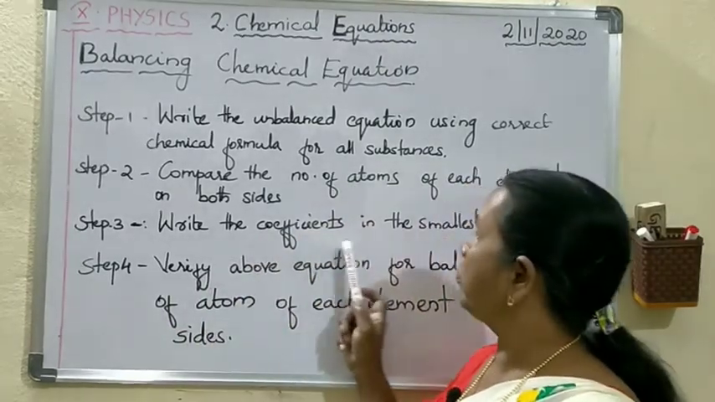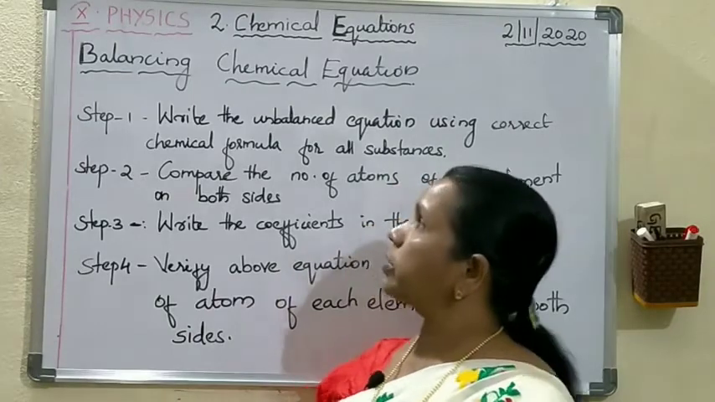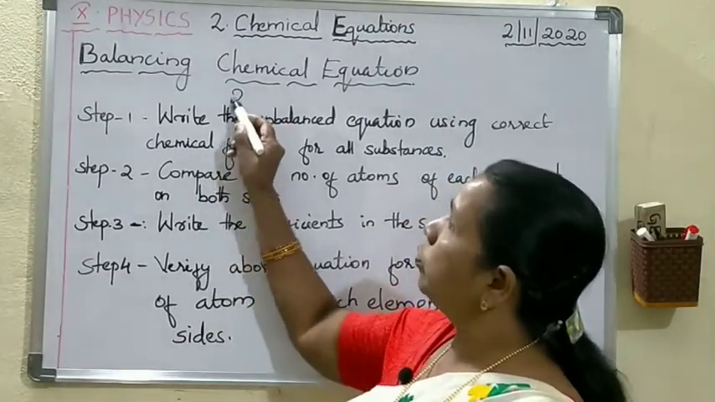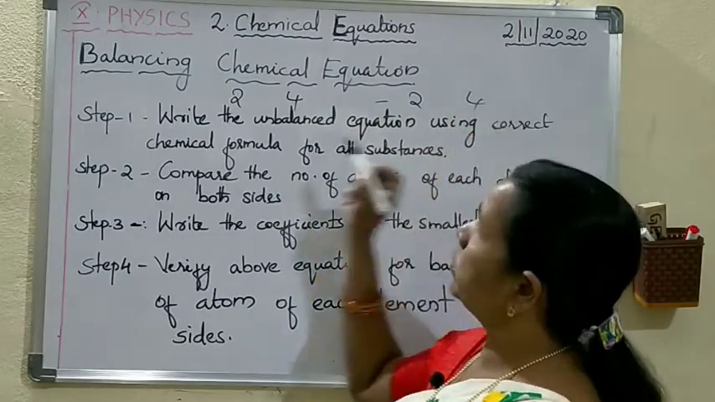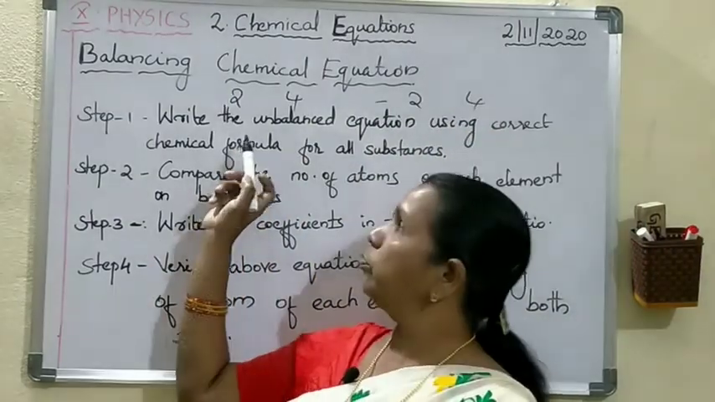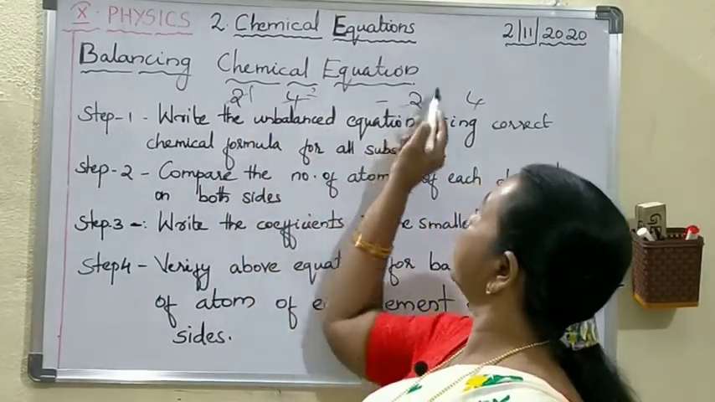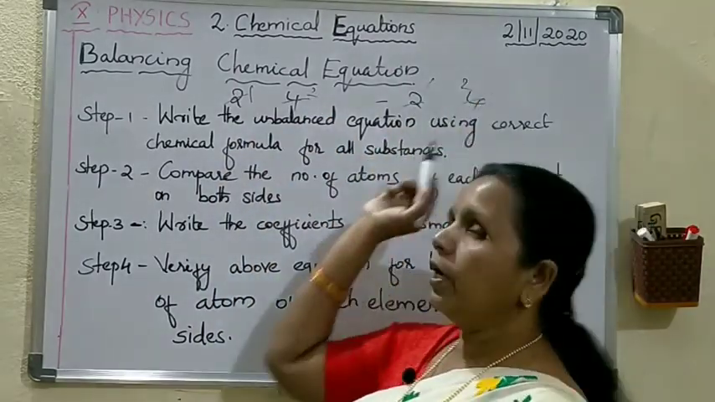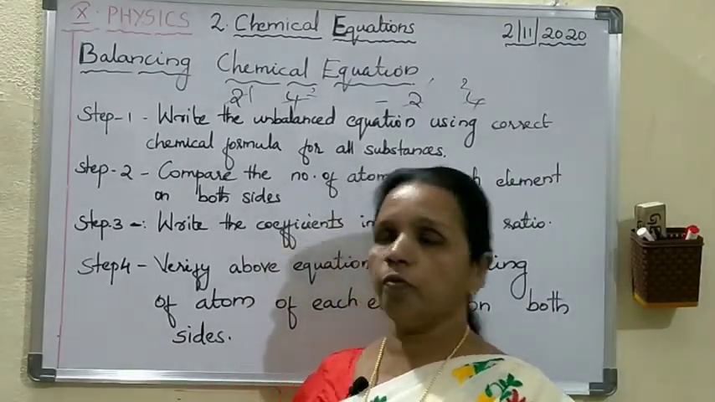And we write the coefficient in the smallest form. If the first element has 2, the second element has 4, and here also 2 and 4 come, we have to divide by 2. Then 1 here, 2 here, 1 here, again 2 here. Therefore we have to write the coefficients in their smallest form.